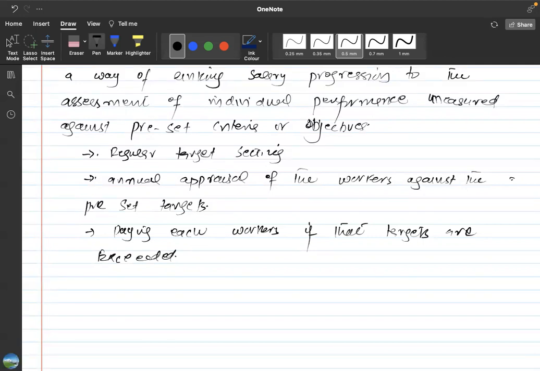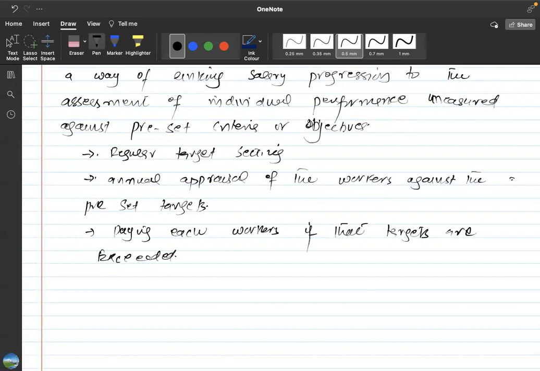PRP is usually paid individually. Sometimes it can be related to teams, but usually it is paid individually. That's why, when we talk about the disadvantages of performance related pay, we said that it may create some kind of rivalry among the employees, or it may discourage teamwork in business organizations.